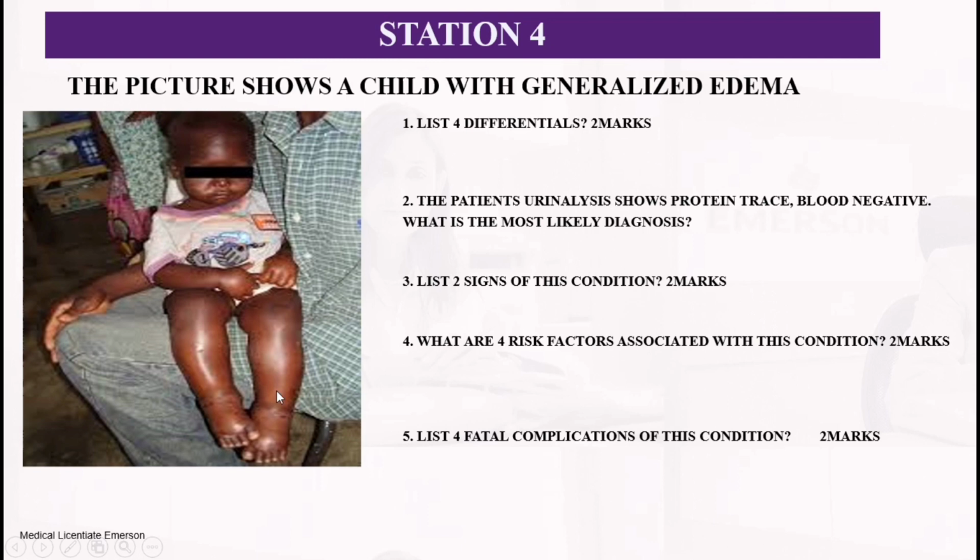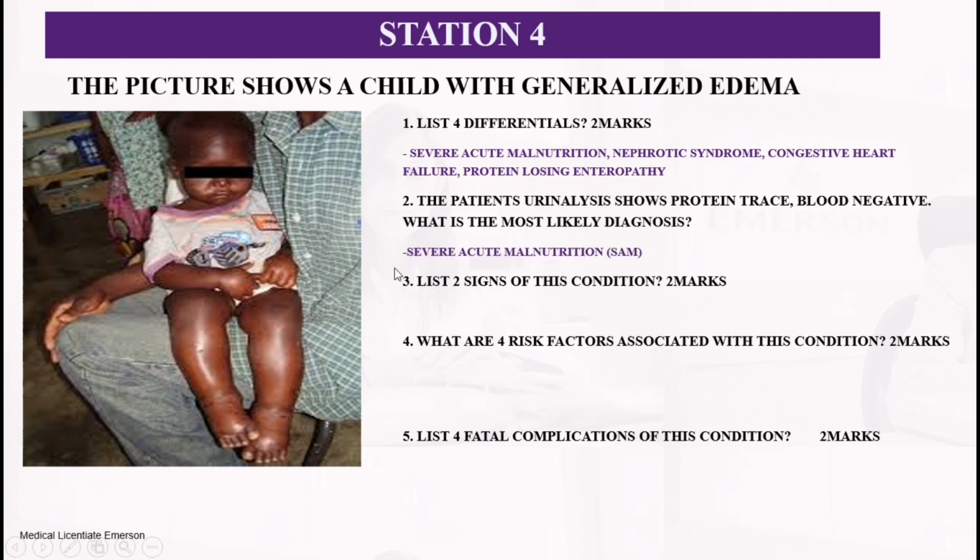So as you can see, this child has edema here, like they've said, generalized edema. So differentials, we have severe acute malnutrition, nephrotic syndrome, congestive heart failure, protein losing enteropathy. Then question 2, the urinalysis shows protein stress, so it's not nephrotic, it's not protein losing enteropathy. Then blood negative. Then what's the most likely diagnosis? Most likely in a child like this is SAM, which is severe acute malnutrition.